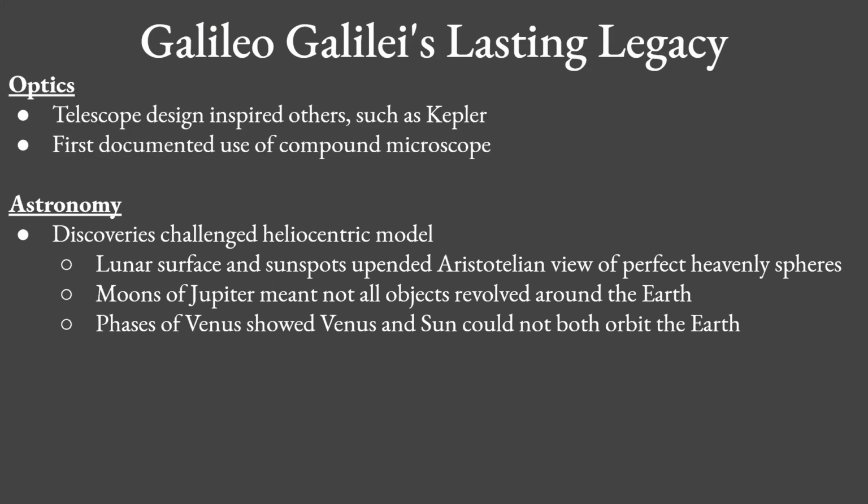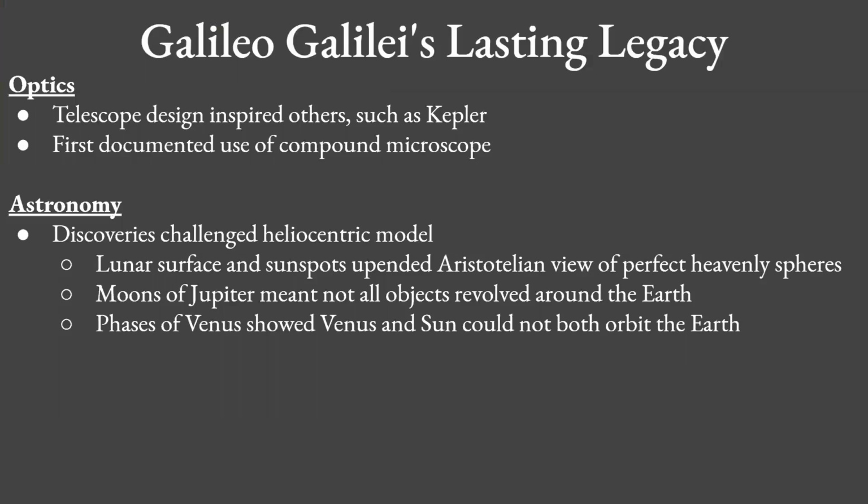A lot of his discoveries challenged the geocentric model where the Earth is at the center. As some examples, the lunar surface and the sunspots basically upended this idea set forth by Aristotle that everything in the heavens is these perfect celestial spheres that go in perfect circles and are perfectly smooth and made of this perfect quintessence substance. He really smashed through that idea. And this doesn't prove anything, right, but it does make people start to question the status quo.